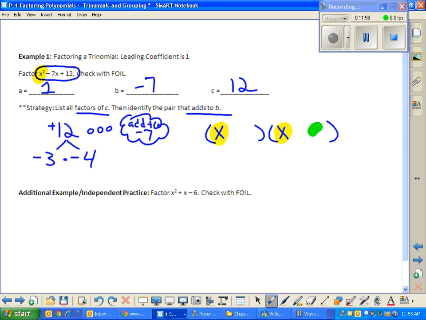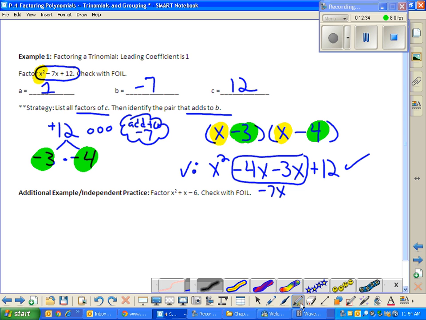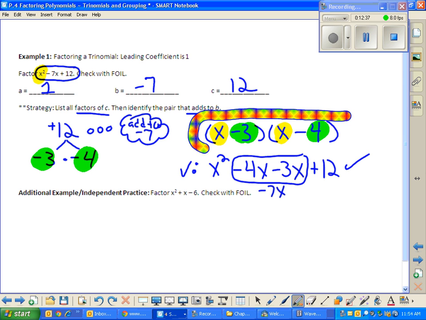To get the second pieces of your parentheses, you just go off of what you found in the previous step. So the rest of the parentheses are going to get filled in by negative 3 and negative 4. The last step, we always check it with FOIL. So if I FOIL this, x times x is x squared. My outers is negative 4x. My inners is negative 3x. And my last is positive 12. When I combine my outers and my inners, I indeed get negative 7x. So that checks out. My final correct answer for this particular problem is x minus 3 times the quantity of x minus 4.